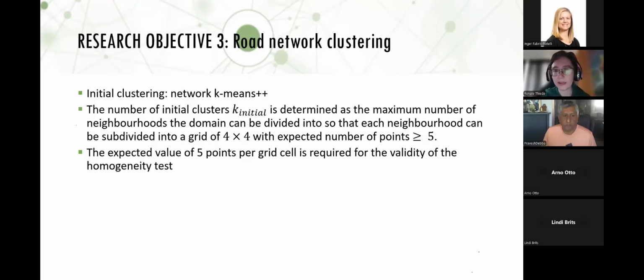Here, remember that I said that the number of quadrats would come back. Well, they're back. So the number of initial clusters was determined as the maximum number of areas or neighborhoods that the overall road network could be divided into. So as finely as possible, but still having expected number of points more than or equal to 5, so that we can actually use the chi-squared test, and by extension, the test developed in research objective 2.